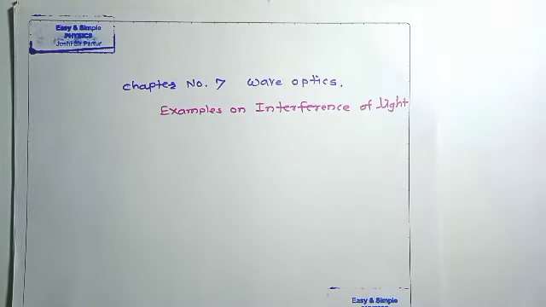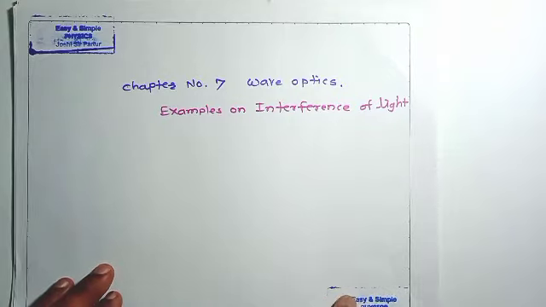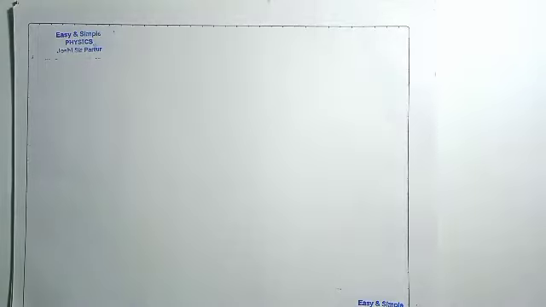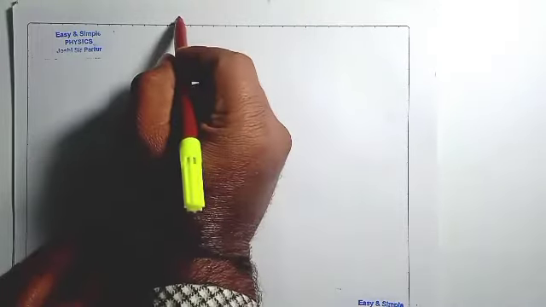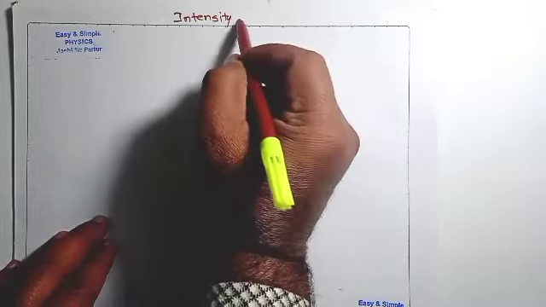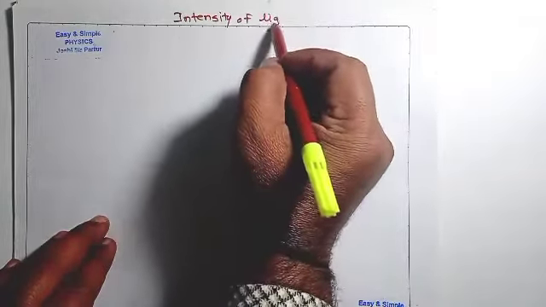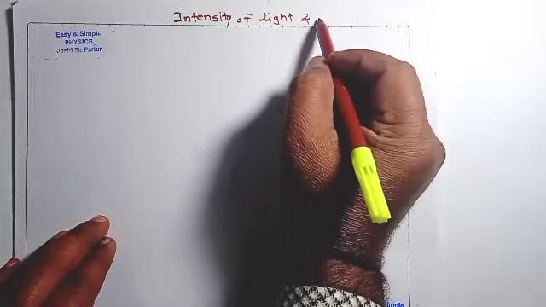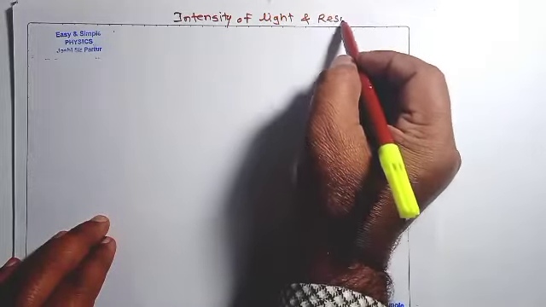Today we have learned about chapter number 7, wave optics. In this chapter, wave optics, we have seen some examples on interference of light. First of all, we have seen about intensity of light and resultant amplitude.